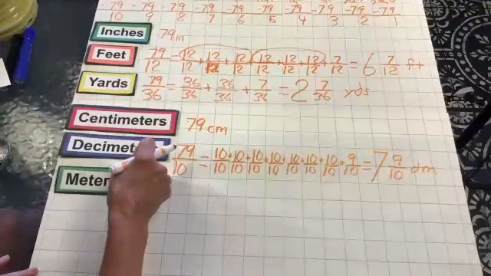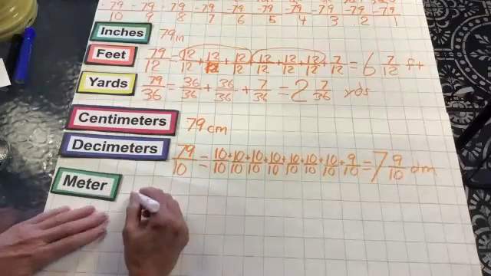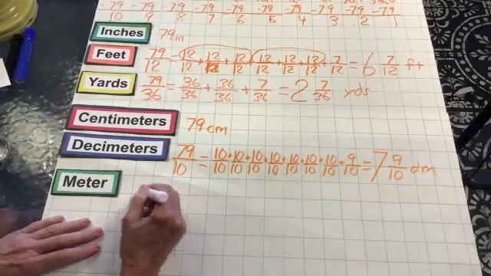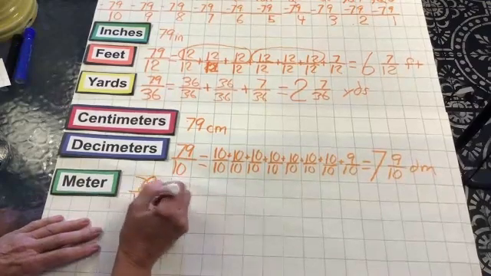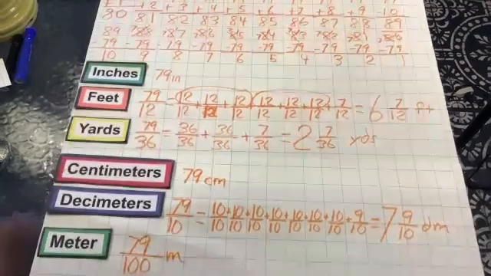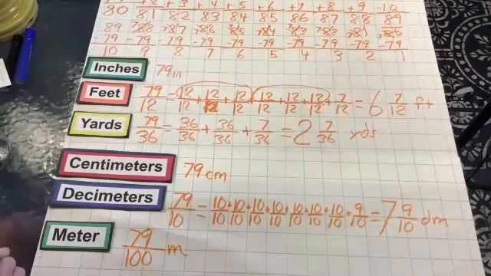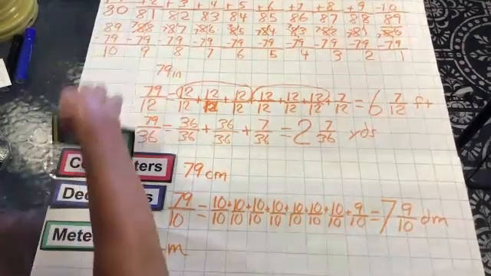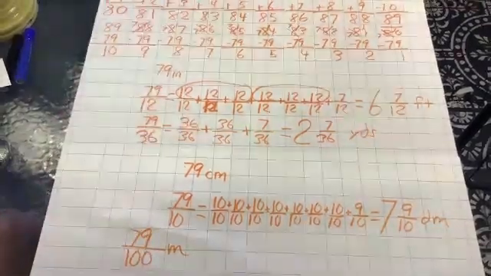Let's go to our meters. It takes 100 centimeters to make a meter. We have 79, so we just have a part of a meter, 79 hundredths of a meter. So there we have our linear measurement, standard form, and metric form. Let's move on to our liquid measurement.